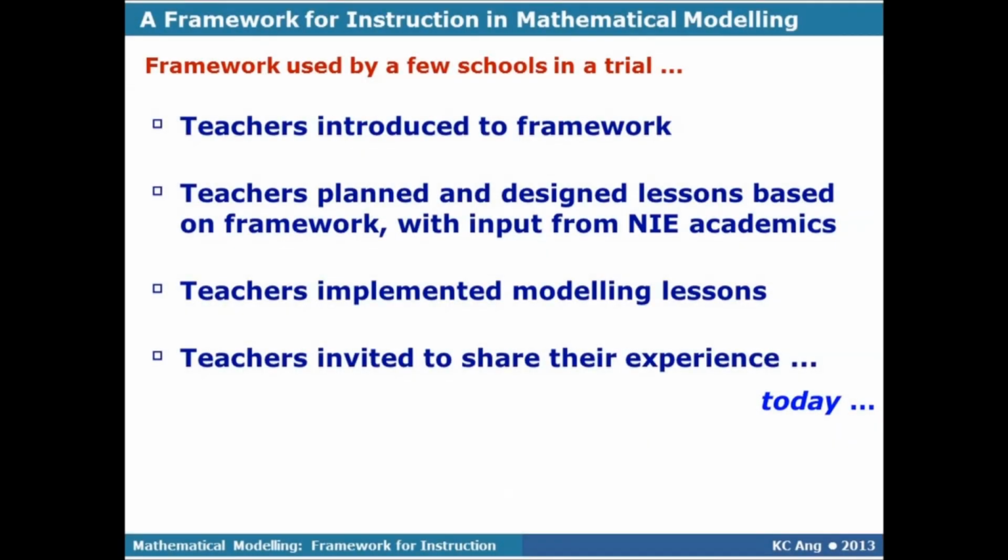and also the framework itself. So thank you very much.